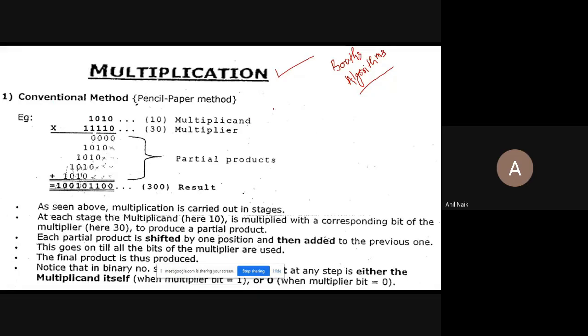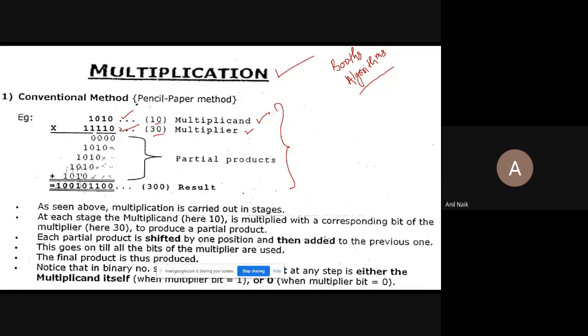This is the normal, conventional method that we use in our daily life. To multiply two numbers you require a multiplicand and a multiplier. The multiplicand is 10, a decimal number, and the corresponding binary number is 1010. The multiplier is 30, and this is the binary for 10 and 30.